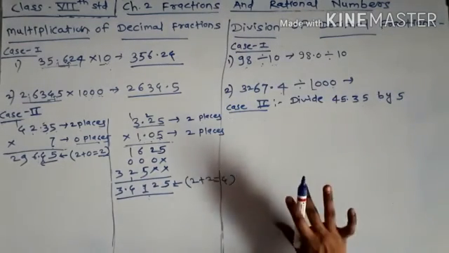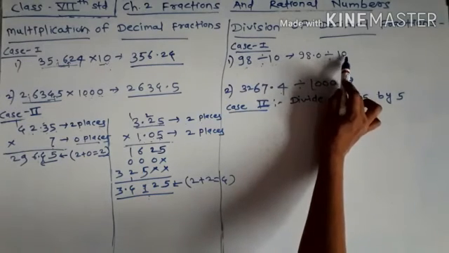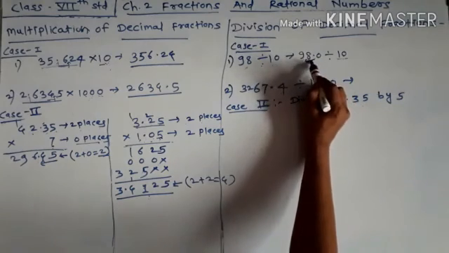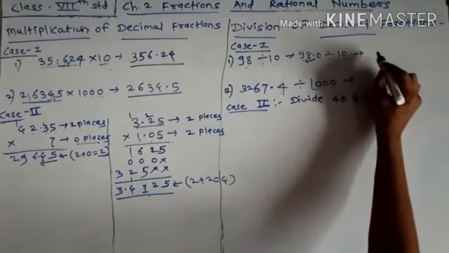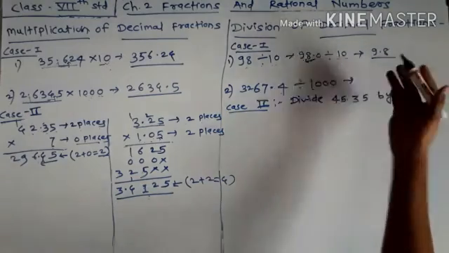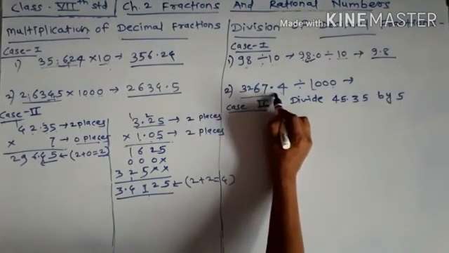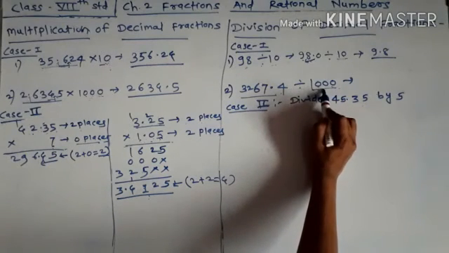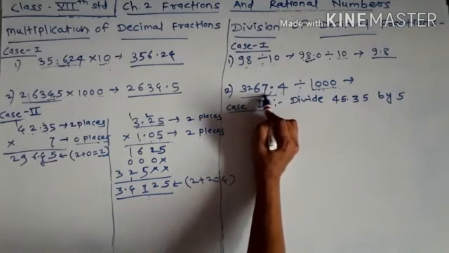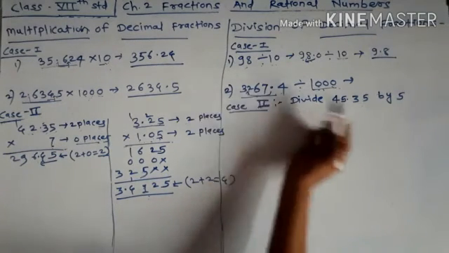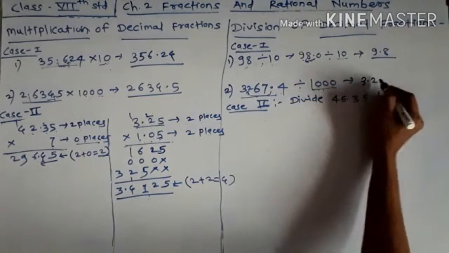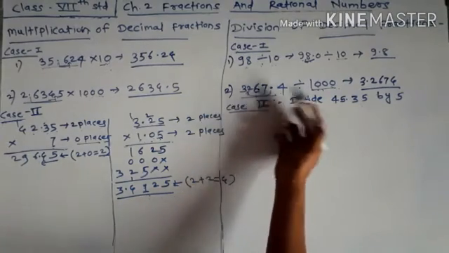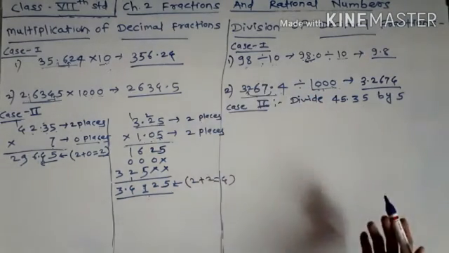So here in the first example, in the divisor there is only 1 zero. So therefore we have to move this decimal point to the left side by only 1 digit. Then we get the answer, that is 9.8. Now in the second example, this decimal fraction is divided by 1000. So in this case in the divisor there are 3 zeros. So we move this decimal point to the left side by 3 digits. Then we get the answer, that is 3.2674. So in this way we can divide the decimal numbers by 10, 1000 or 100.